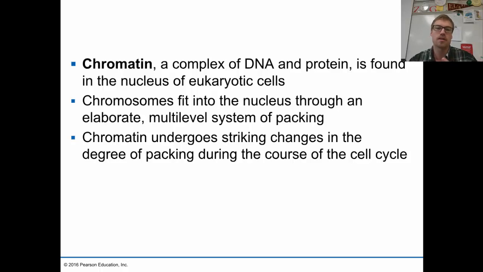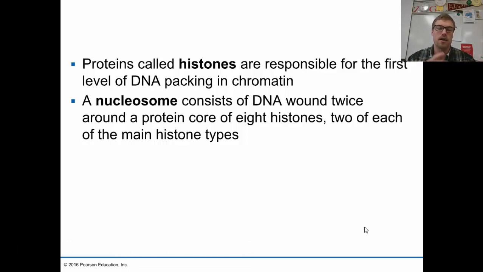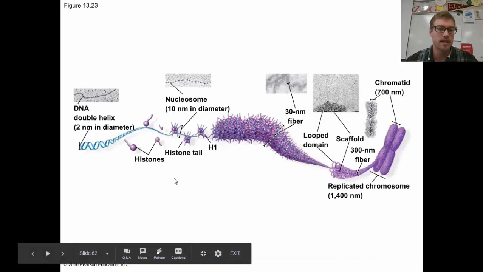And the chromosomes fit into the nucleus through an elaborate multi-level system of packing. Because of that, we're able to condense the chromosomes or spread them back out. Proteins called histones are responsible for the first level of DNA packing. Essentially, it's a wrapping of the DNA around these histones, and then the histones themselves wrapping around is able to pack in the DNA very tightly. And so you can see the process here.